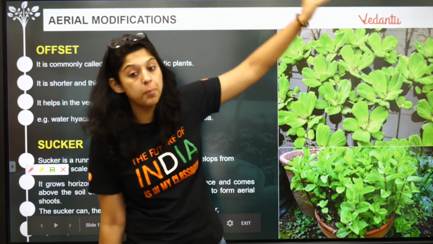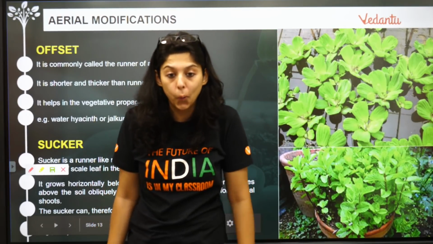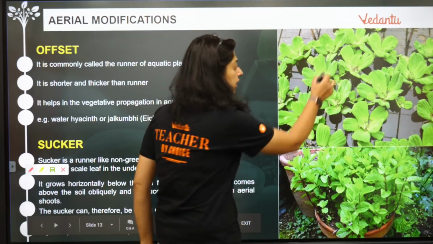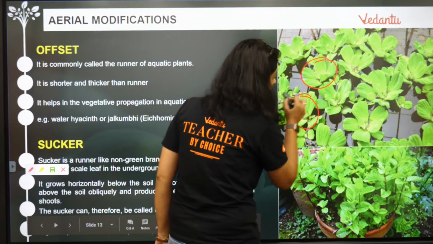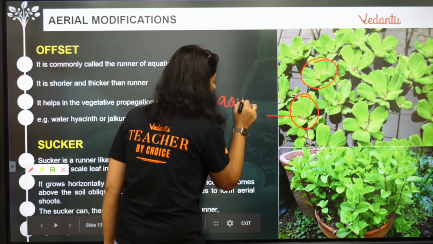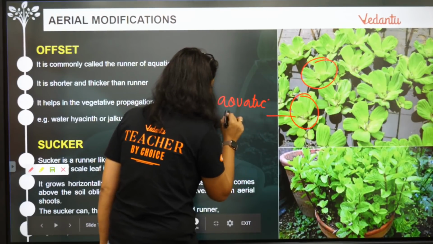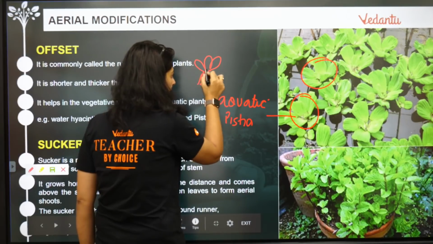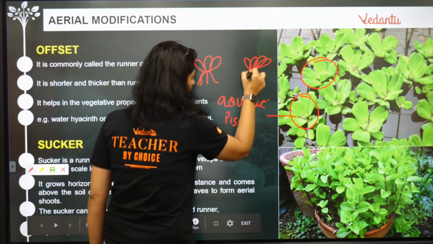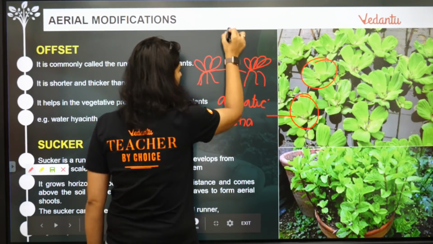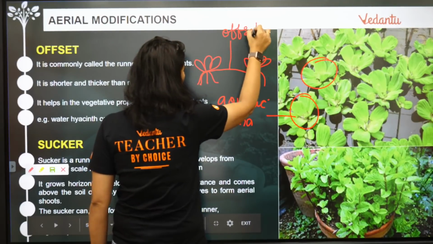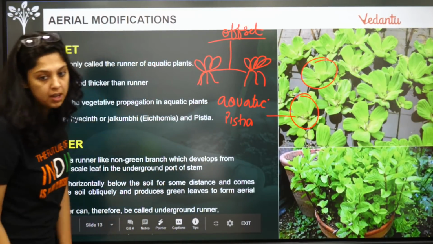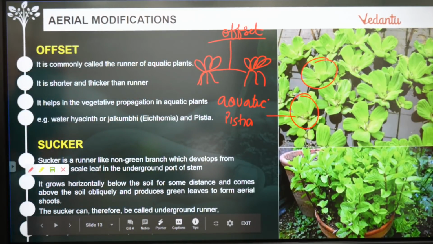Okay, the same thing, I have shown you this plant from a plant morphology lecture which I had taken from home. Is it clear? So this is one plant, this is another plant. These are aquatic plants. It's known as pistia. So between two pistia, this is one pistia and this is another, and between two pistia, if it is an aquatic plant, you will have an offset.